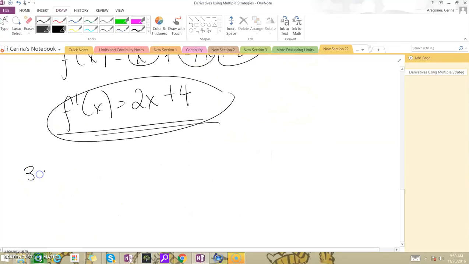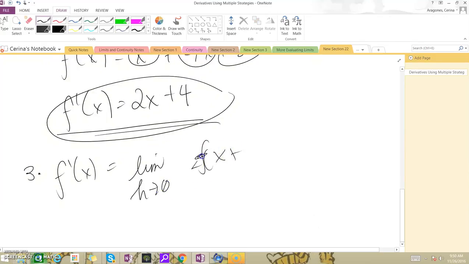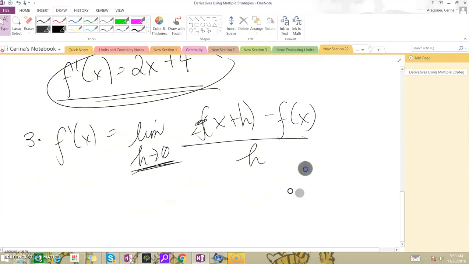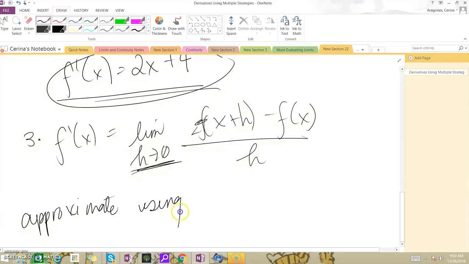We can also approximate it. So we know that the derivative is as h approaches 0, because we want our distance to be so small that there's no distance at all, right? It's approaching 0. So we can approximate using a really small value of h, let's say 0.1. That's pretty close. So we can look at the graph.